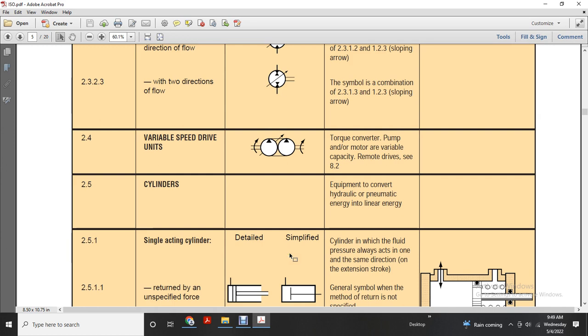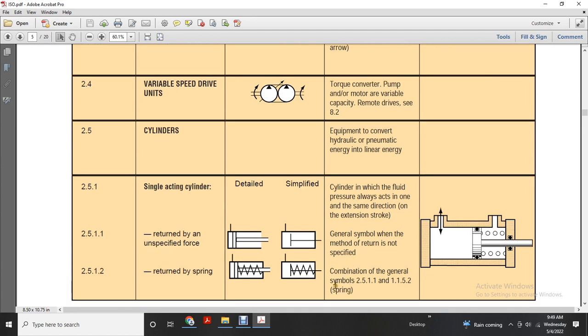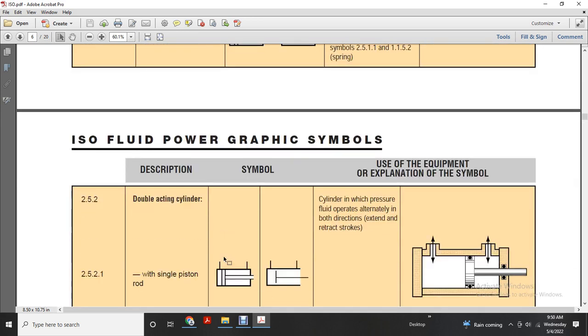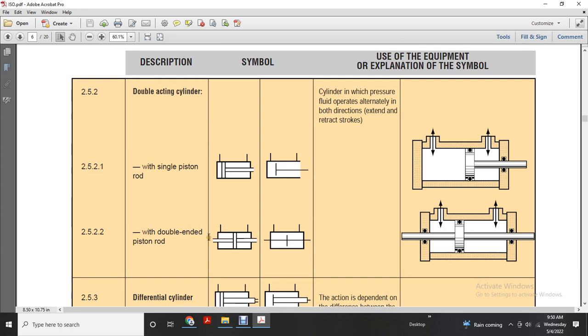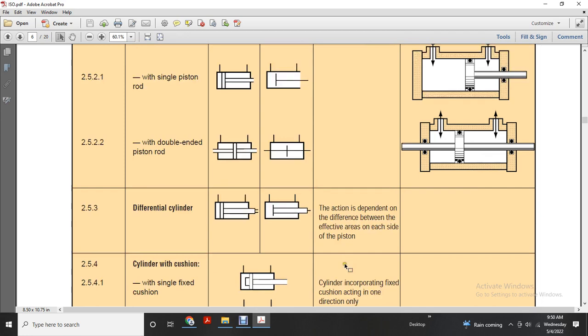Single acting cylinder, return unspecified, detailed, specified, simplified: a cylinder with the pressure always acting in the same direction on the extension of the stroke. The general symbol has the return method not specified. Combination of the general symbol with a spring strip: return single acting cylinder with a spring. Double acting cylinder with single piston rod, in which pressure fluid operates alternately in both directions, with the rod extended and retracted, and double ended piston rod, equal, centered, differential centered. Differential is the action depending on the difference between effects.